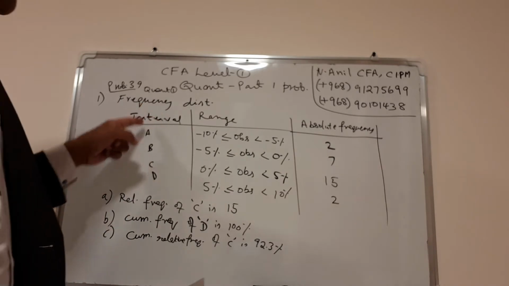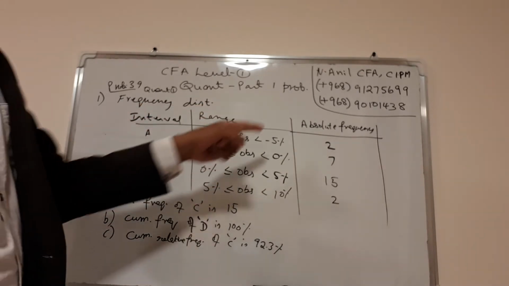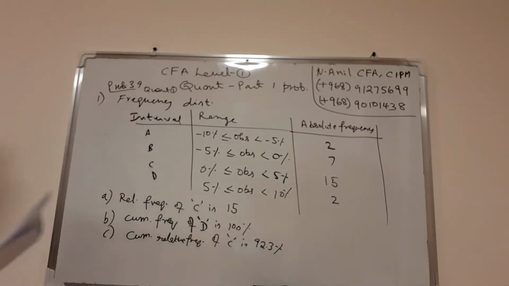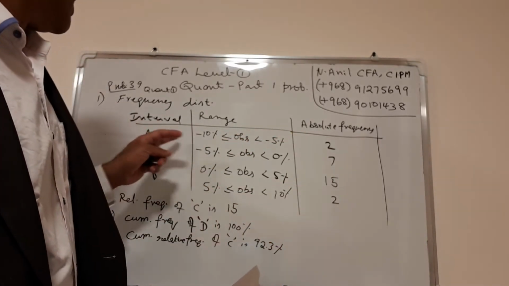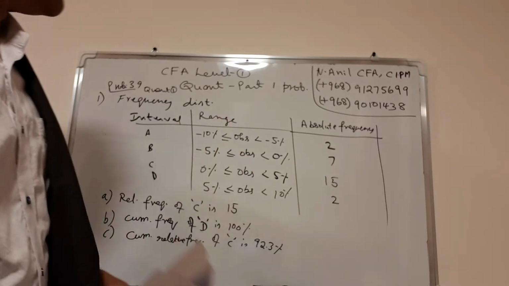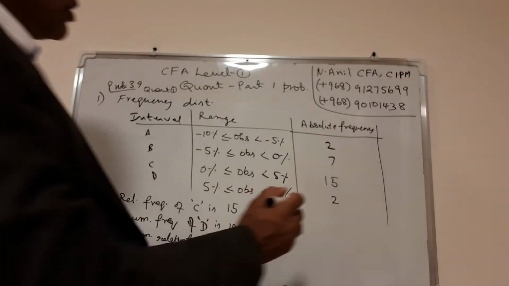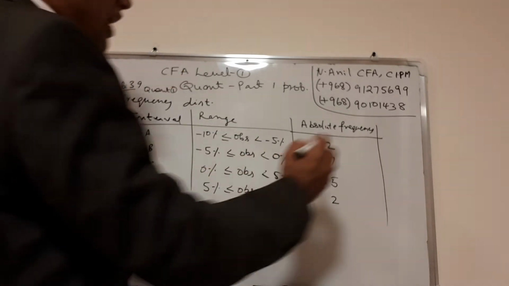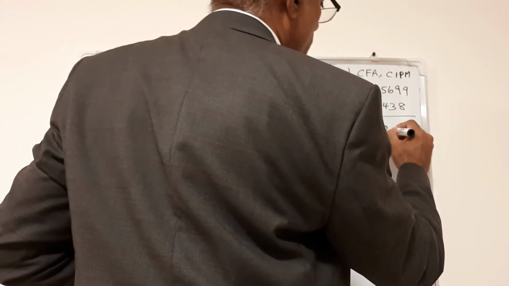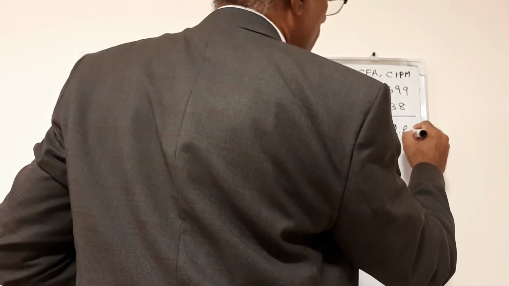So there are 4 intervals, and there is a range, and there is the absolute frequency. Frequency is the number of times this occurs, that the event lies between -10 and -5 is 2 times. So first what you need to do is, the question is on relative frequency. You need to know what relative frequency is and how to calculate it.